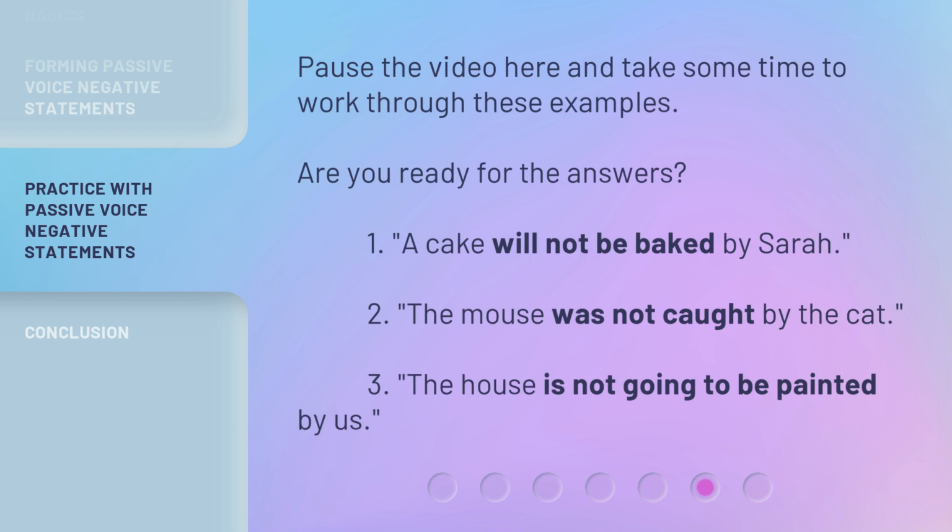Are you ready for the answers? 1. A cake will not be baked by Sarah. 2. The mouse was not caught by the cat. 3. The house is not going to be painted by us.